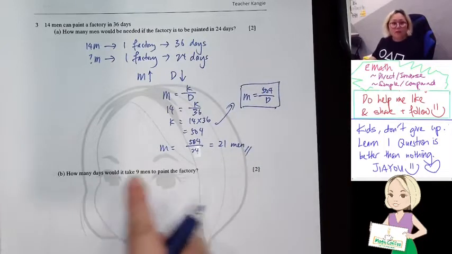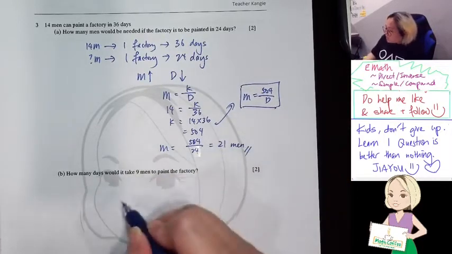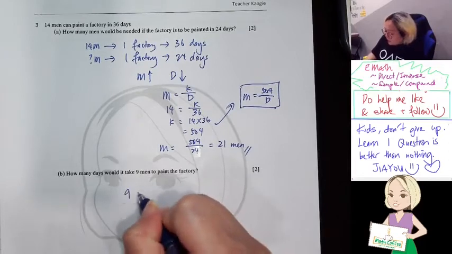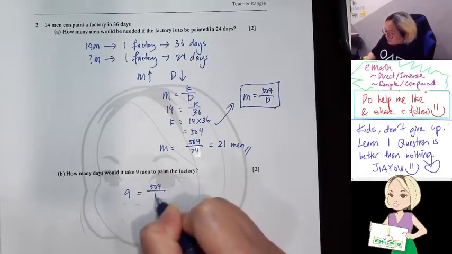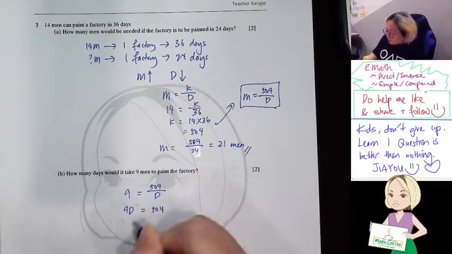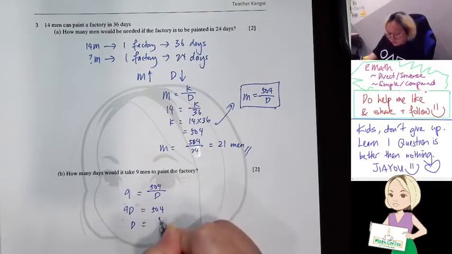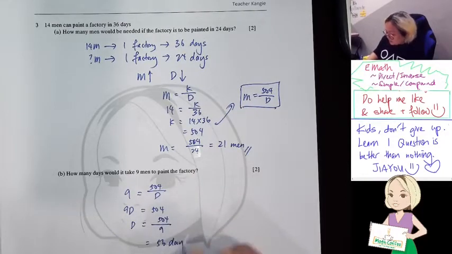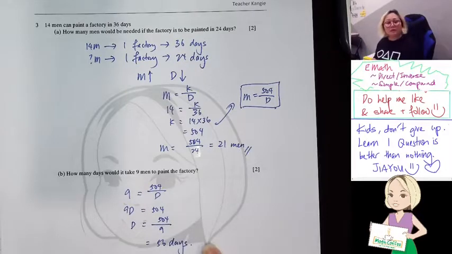How many days will it take 9 men? So it will be men equals 9, so 9 equals 504 over D. Cross multiply, I have 9D equals 504. D will be equal to 504 divided by 9, and I got 56 days. And we are done. Okay?